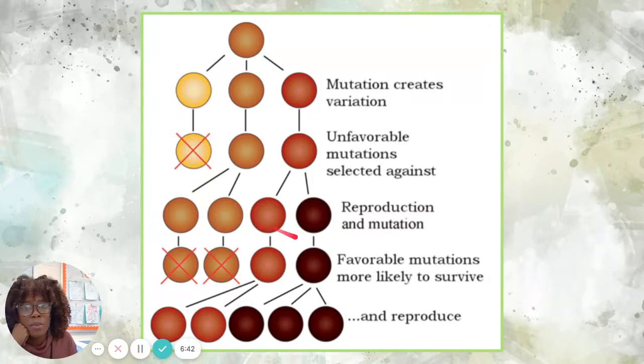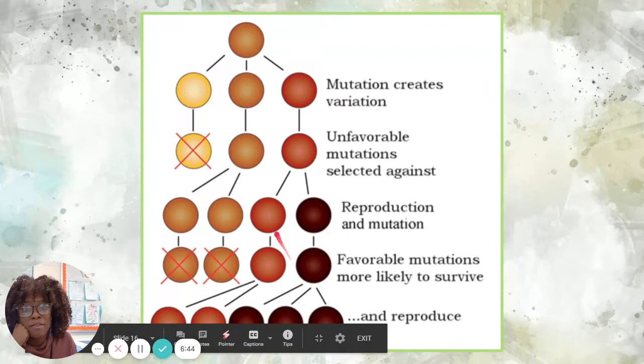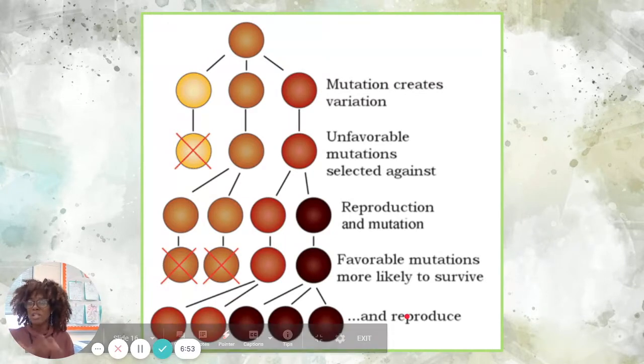Then the favorable mutations are going to be more likely to survive. And if they're more likely to survive, they're likely going to be more likely to be able to reproduce. So that's why mutations can be good. They can help an organism to survive more.